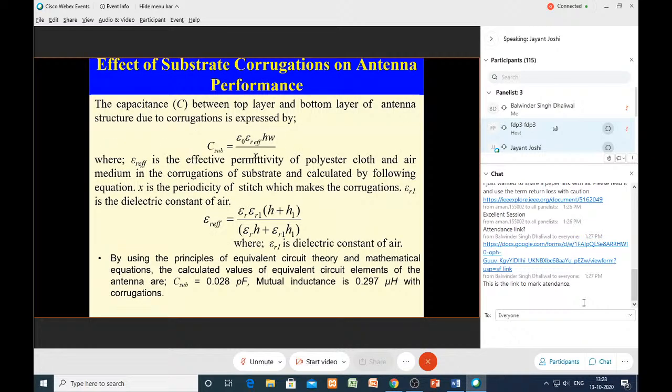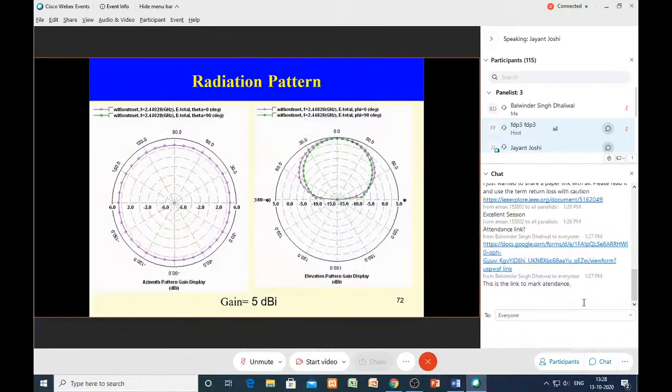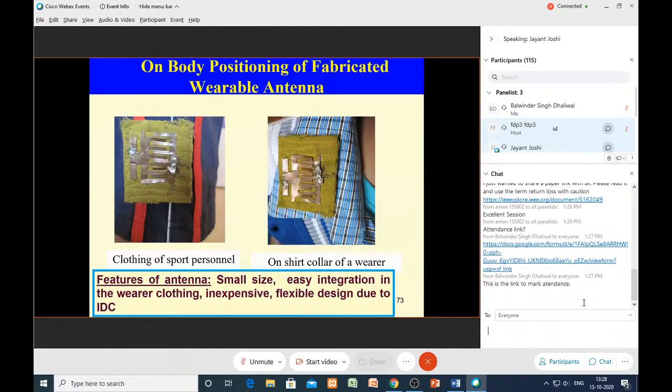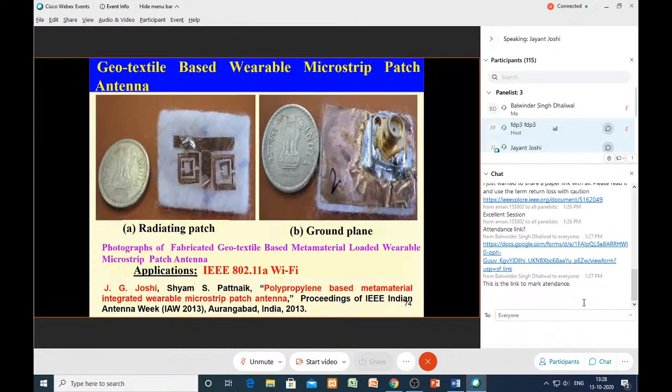So these are the calculated values. Gain is up to 5 dBi. Okay, the positioning of this particular antenna on the person, you can put it and you can do it. Okay, so I have again made modifications to this particular geometry.